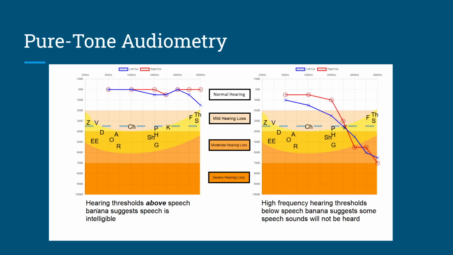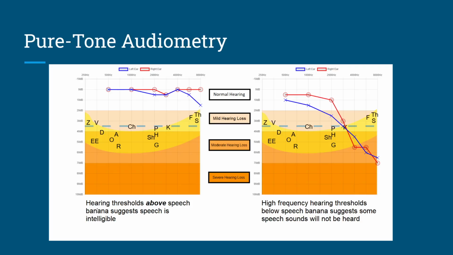We see an audiogram superimposed on top. The red for the right ear, the blue for the left ear. On the left graph, we see hearing thresholds that are normal. And they're normal because we can also see that all of these speech sounds, all of these phonemes in American English fall below the curve, indicating that they're audible at a normal conversational level.